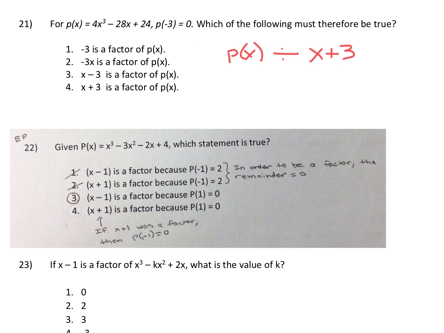So let's think about it. If there would be no remainder, doesn't that mean that x plus 3 would have to be a factor? So look at that. That's what choice 4 says. X plus 3 is a factor. So choice 4 is our answer.